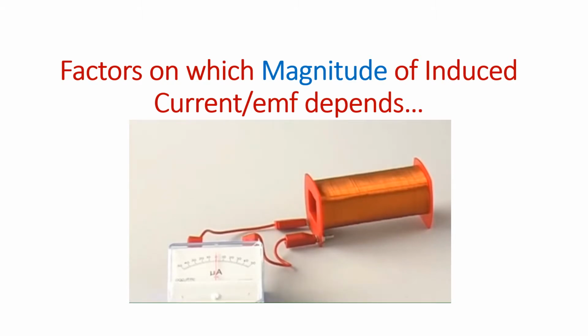Once induced current is set up or produced in a conductor, we must know two things. One, what are the factors on which the magnitude of induced current produced in the conductor depends. Number two, what is the direction of the induced current that is there in the conductor due to the disturbed magnetic field.